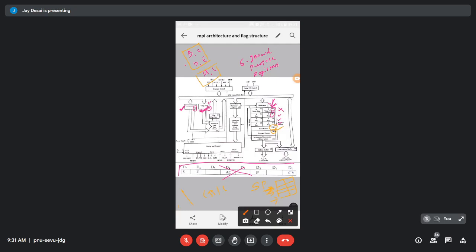So what is the disadvantage of this? What is the disadvantage of these? Time consuming. Yes, it is time consuming. It decreases the efficiency of the processor.